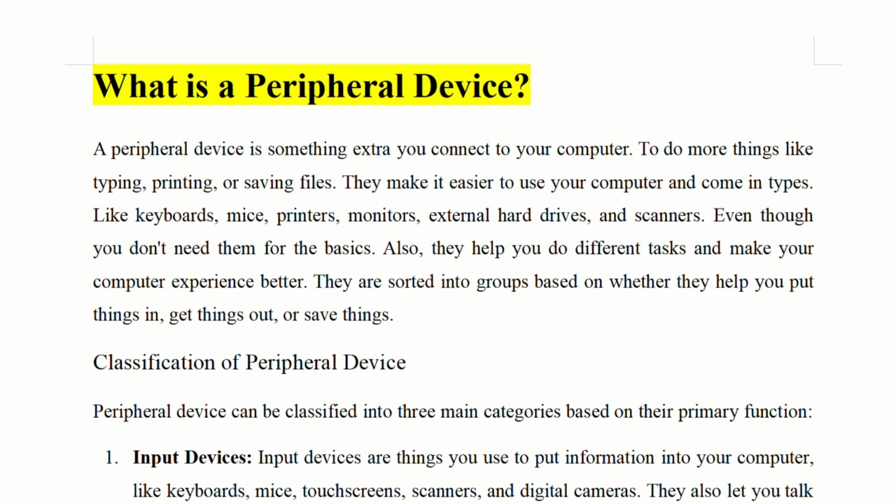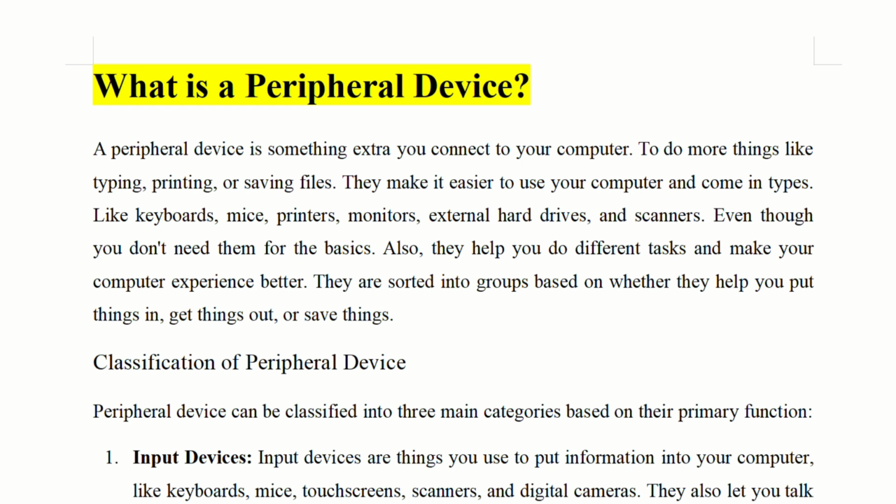A peripheral device is something extra you connect to the computer to do more things, like typing, printing or saving files. For example, you connect a printer to the PC. The printer will print something which is the input given by the user. That is called a peripheral device. To give input, we use a keyboard. That is also called a peripheral device. A peripheral device is simply something extra you connect to the computer.